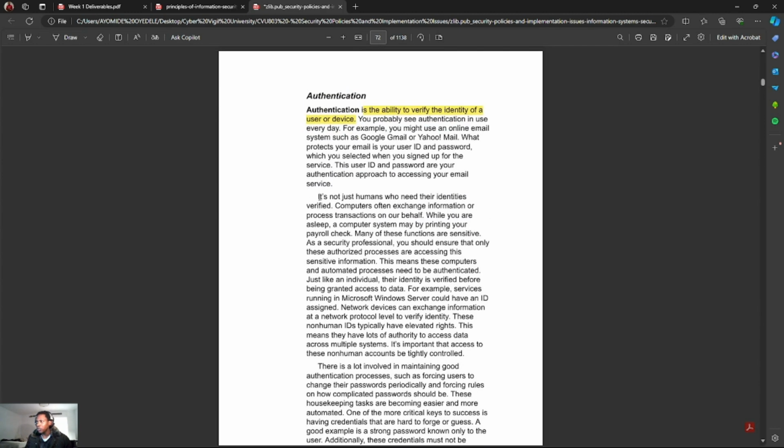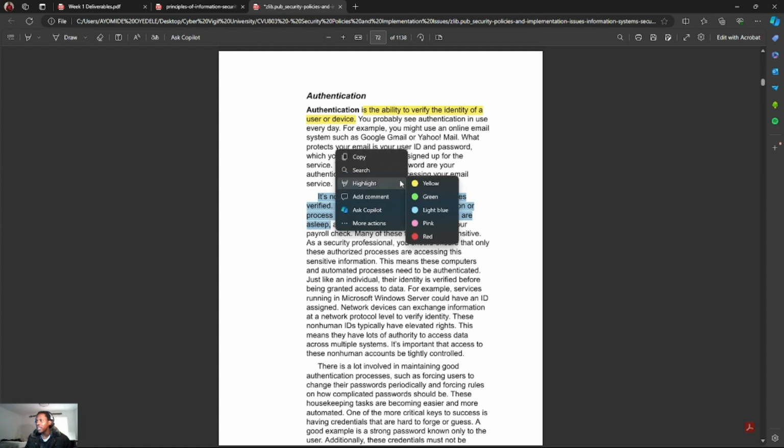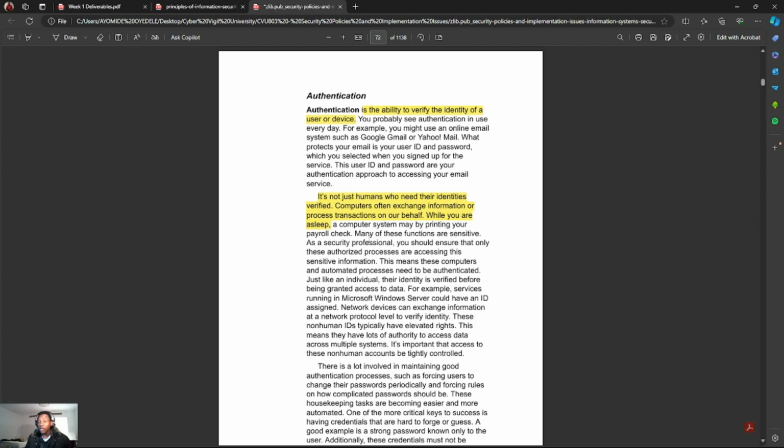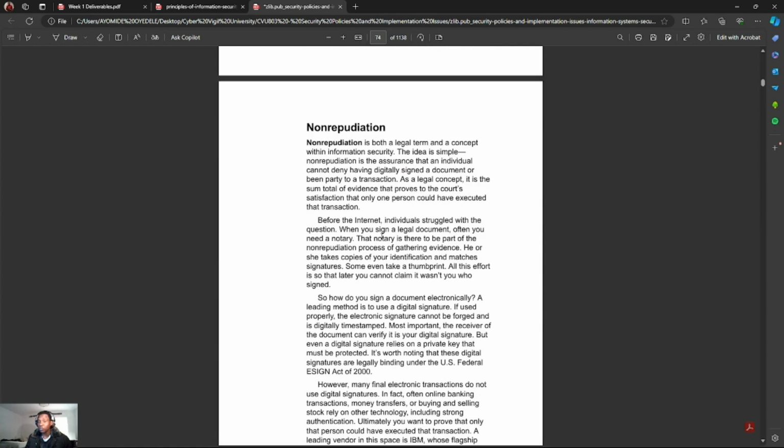It's important to note that it's not just humans who need to verify their identities. Even computers, while they exchange their information, need to be able to verify their identity as well. While you are asleep, so many communications are happening behind the scenes. As a security administrator, you have put measures in place so that these systems verify their identity in a stringent and verified manner that will not lead to any sort of breach. That's our duty as security students or as security practitioners.